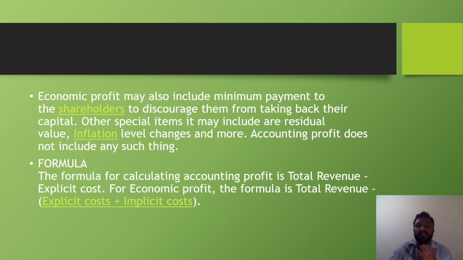We can say economic profit may also include a minimum payment to the shareholders to discourage them from taking back their capital. Other special items it may include are residual value, inflation level changes and more. Accounting profit does not include any such thing. Now the formulas through which we can calculate them. The formula for calculating accounting profit is total revenue minus explicit cost. And the formula for economic profit is total revenue minus explicit cost minus implicit cost.